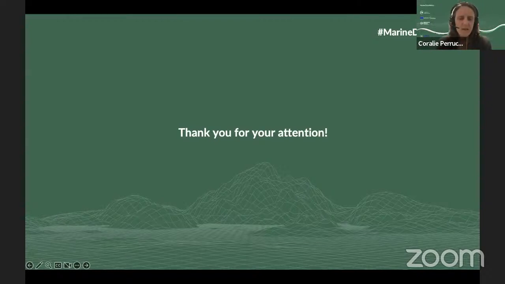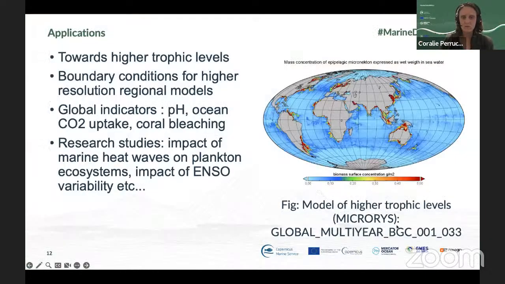I didn't get it. In fact, we plug the high trophic level model. The high trophic level models are forced by our outputs. Oh, okay. So it's already used, actually. Yes, and it's a product that is in the Copernicus catalog, the micronekton product that is referenced here. Ah, okay. And it's a product produced by CLS. So great, already in the catalog. Yeah, it's already in action, actually. Okay. Thanks very much. It's very interesting.